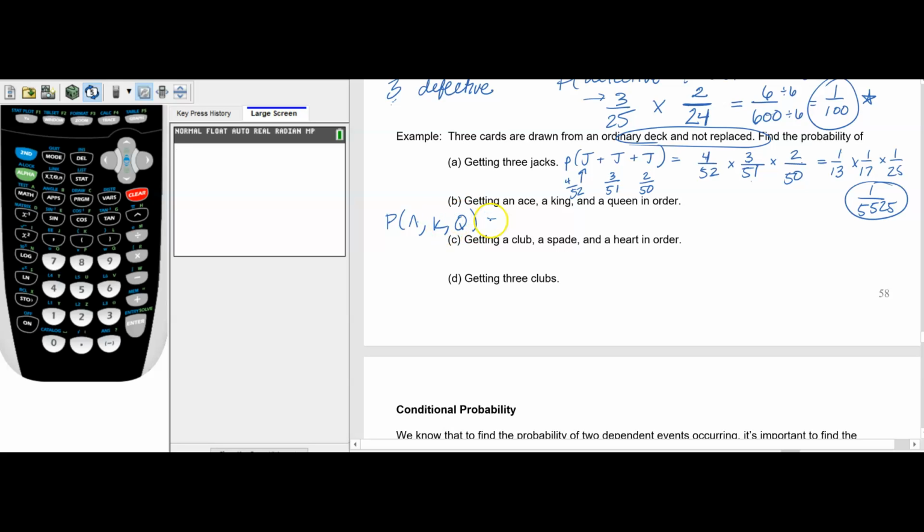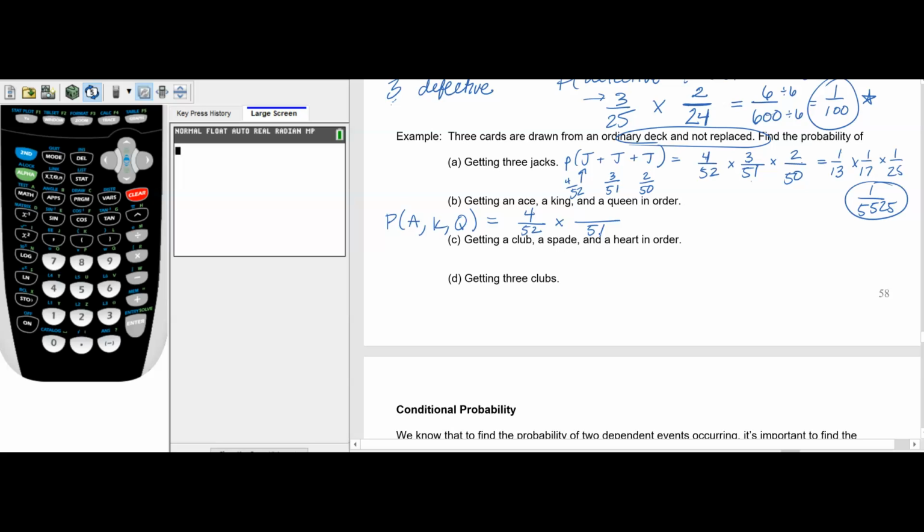Okay. This next one wants to know what's the probability of getting an ace and then a king and then a queen in that order. And again, we're not replacing the cards after we pick one out. So the probability of getting an ace is this first one. We have 52 cards in the deck and 4 are aces. Okay. We set that card aside, so there's 51 cards left.